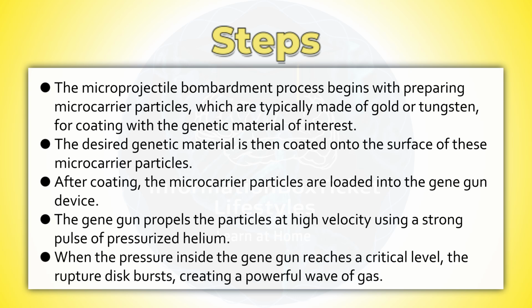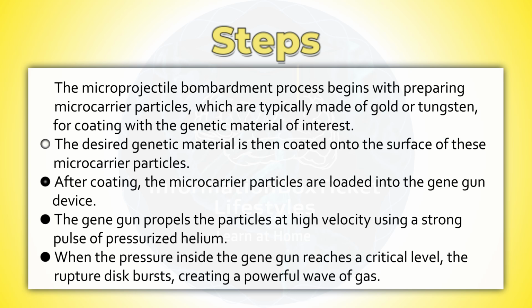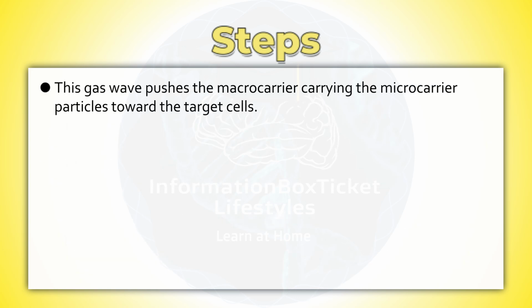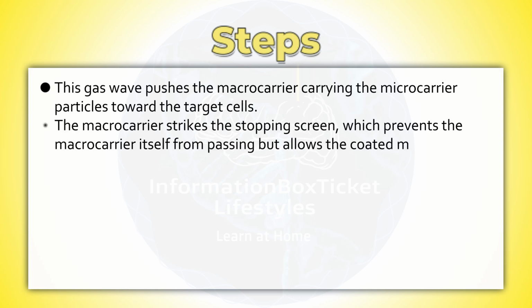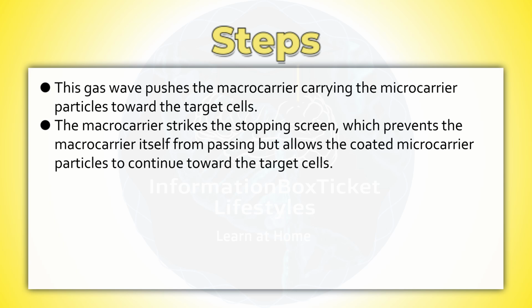When the pressure inside the gene gun reaches a critical level, the rupture disk bursts, creating a powerful wave of gas. This gas wave pushes the macrocarrier carrying the microcarrier particles toward the target cells. The macrocarrier strikes the stopping screen, which prevents the macrocarrier itself from passing, but allows the coated microcarrier particles to continue toward the target cells.